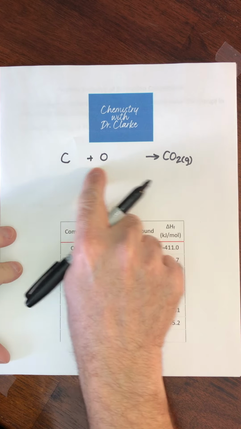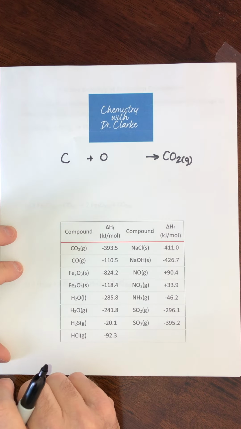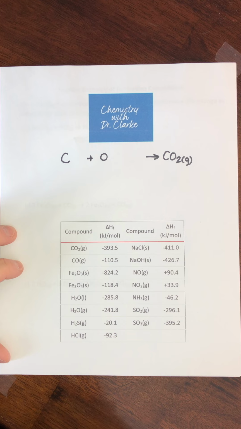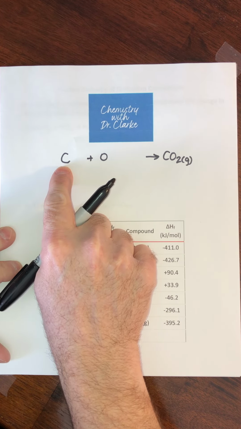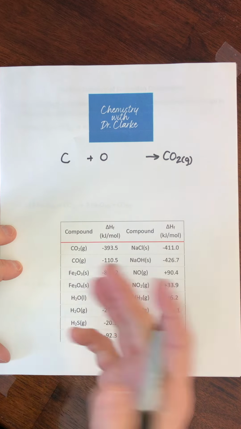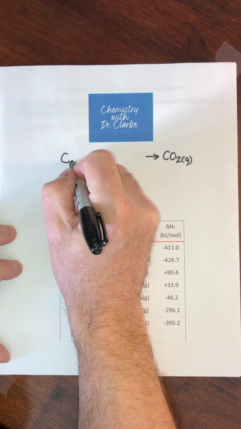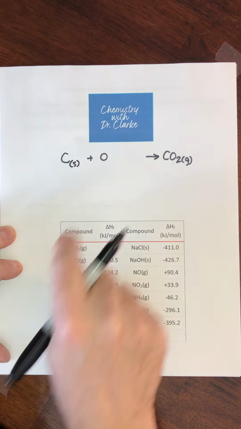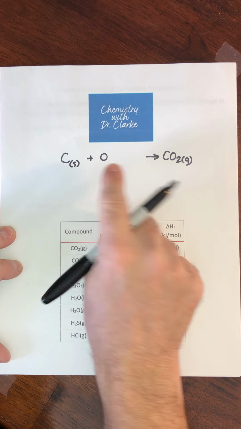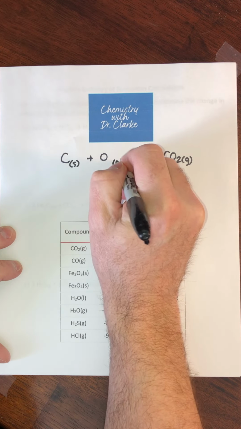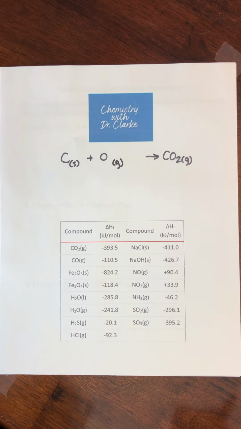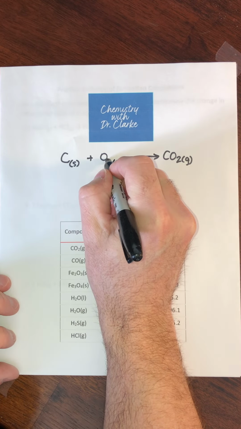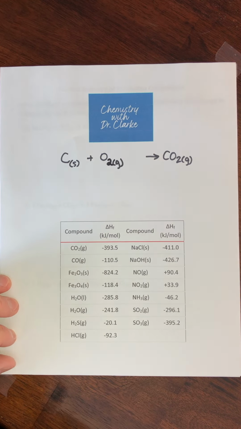Now, when you talk about the elements, you do have to talk about how they naturally occur in the real world. So if we talk about carbon, carbon out in the world at room temperature likes to be a solid, so this is carbon solid. Oxygen out in the real world likes to be a gas, so this would be a gas. But oxygen out in the real world also likes to come as pairs. It's a diatomic molecule, and so it's not just O, it's an O2.